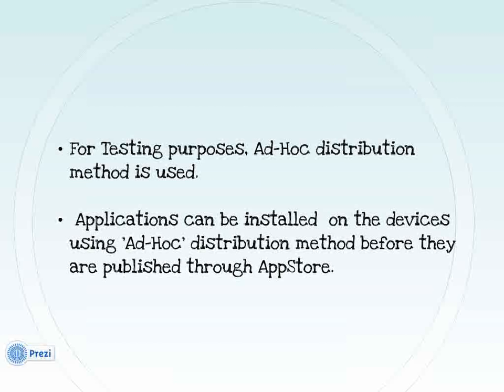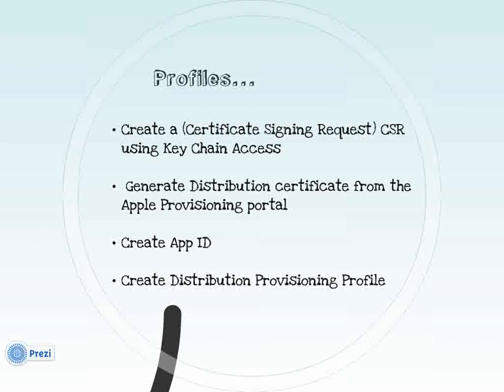For testing purposes of iOS applications, we use the ad hoc distribution method. Applications can be installed on devices for testing with a digital certificate, a digital signature, using this method. For creating the digital signature, we need to create some distribution profiles, and for these distribution profiles we need to follow some steps. These are the steps involved.